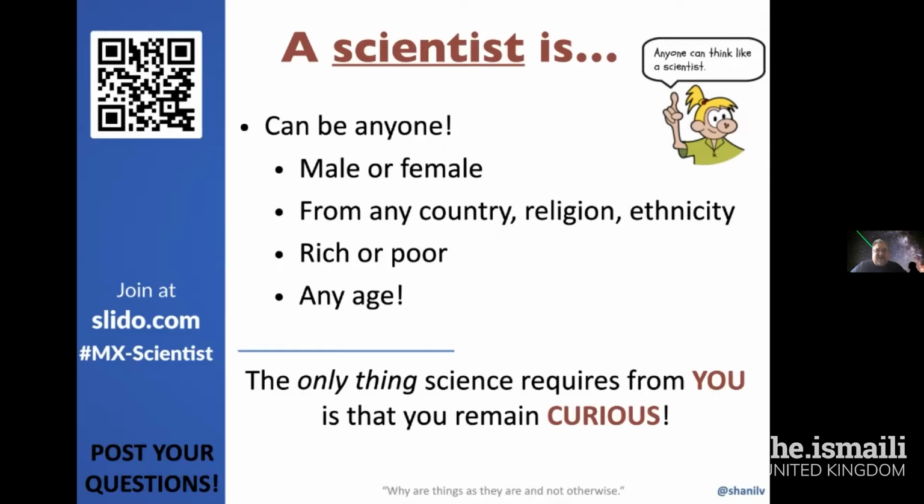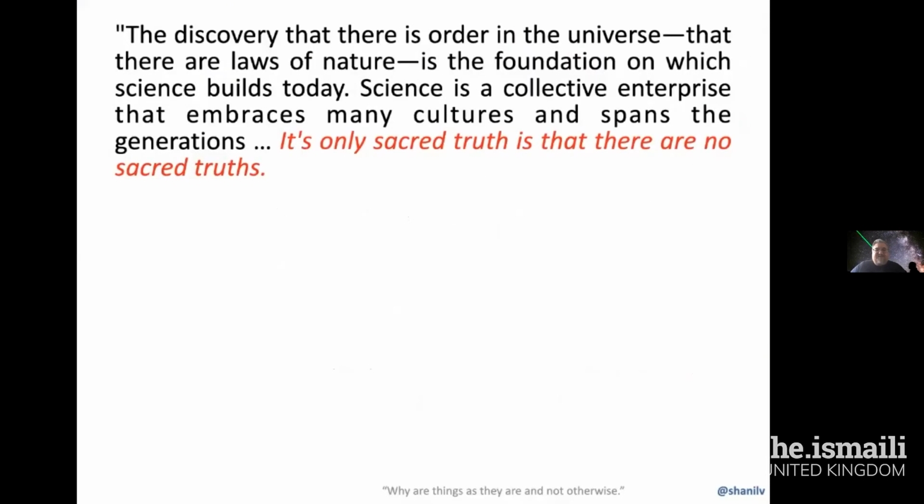And so the last thing I wanted to show you is this beautiful saying. When I was your age, I started watching a lot of science shows on TV. You probably watch them on YouTube now. And there was a scientist, somebody like me, that was doing science, but he was talking about what science is. What does it mean to him? His name was Carl Sagan, and you can look him up afterwards if you want. He was an American astronomer. So he lived in the United States, and he was interested in understanding the stars above us, the planets in our solar system. And he wrote this, which I've always loved. The discovery that there is order in the universe, that there are laws of nature, is the foundation on which science builds today.